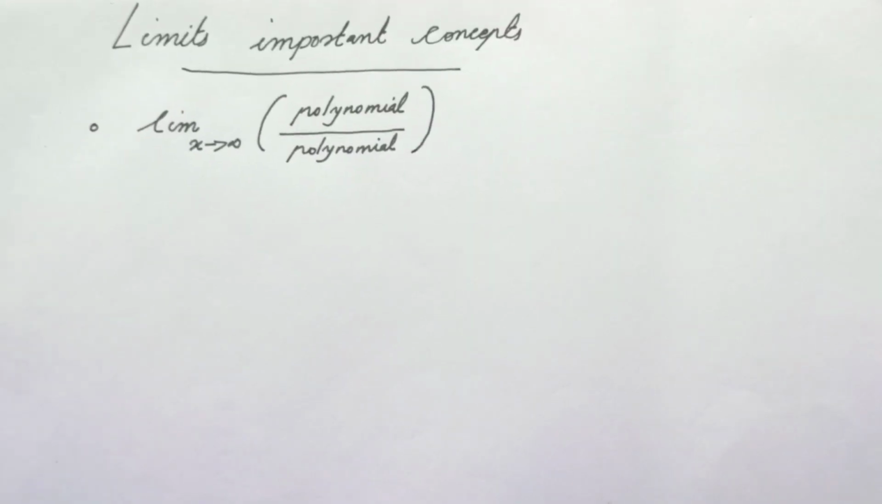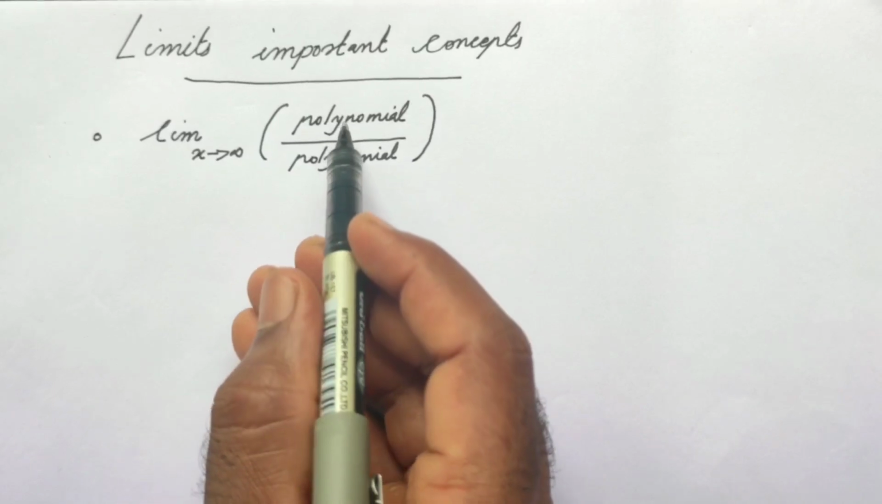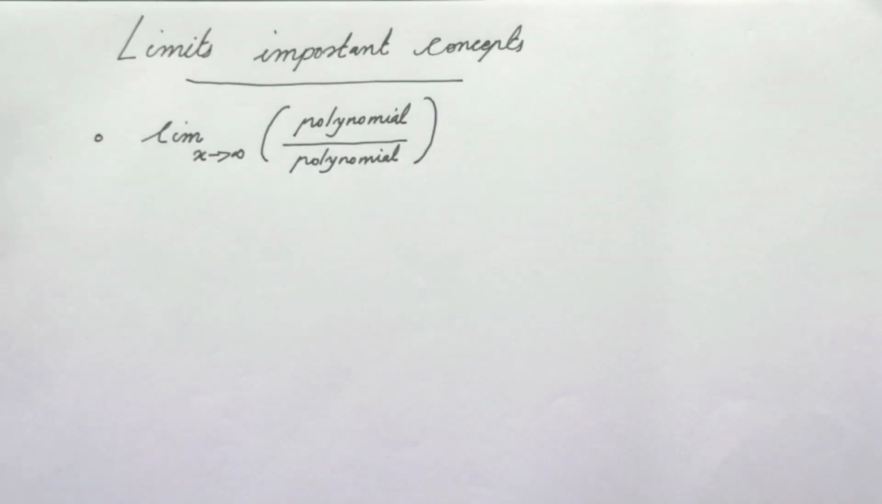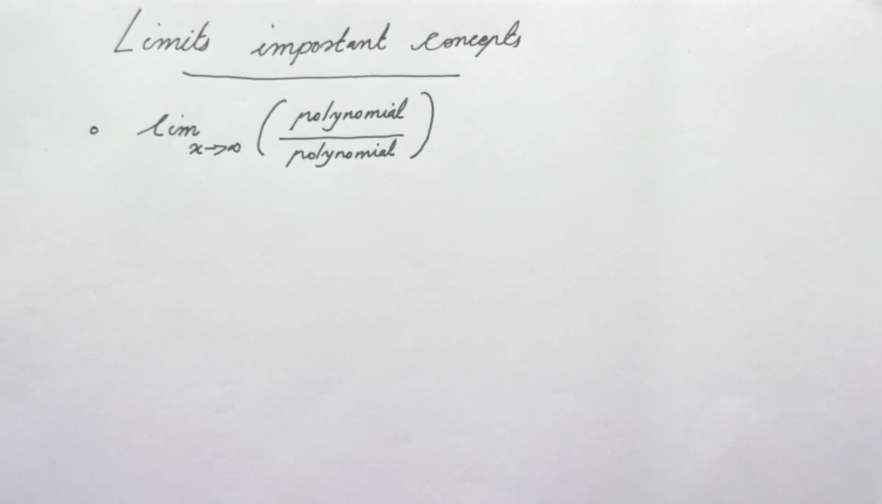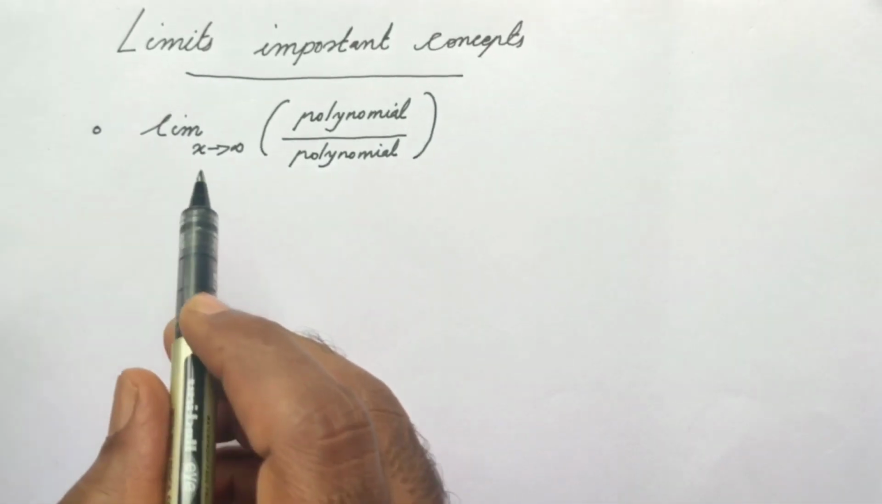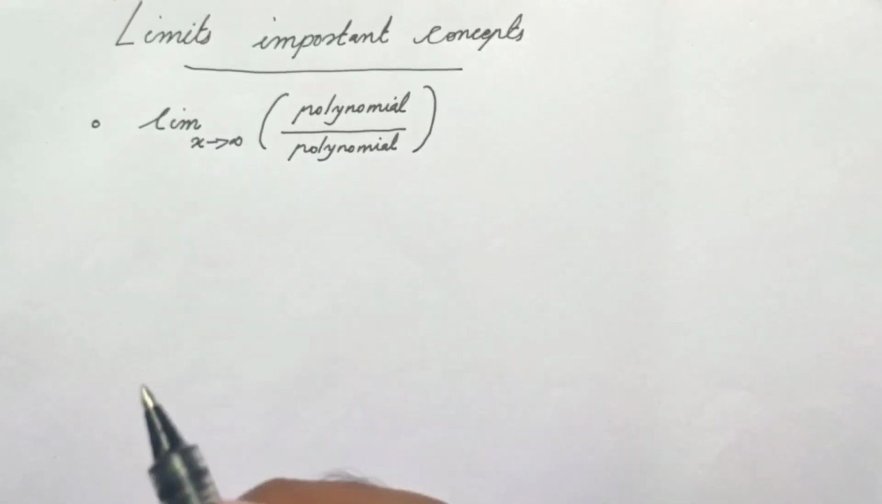And let's begin with the question of the type limit x tends to infinity a polynomial divided by another polynomial. Before going to the concept, here is a simple question of the type limit x tends to infinity a polynomial divided by another polynomial.